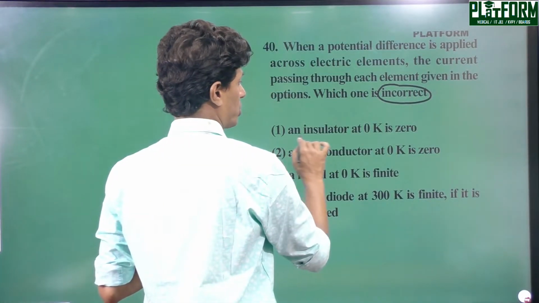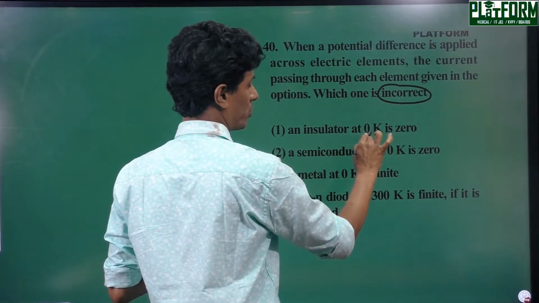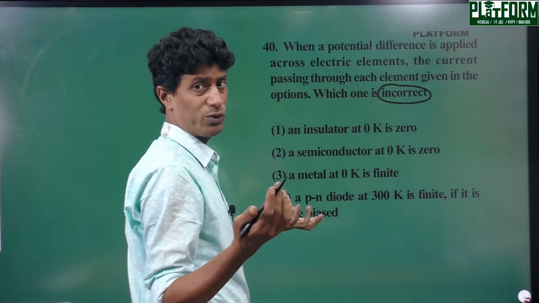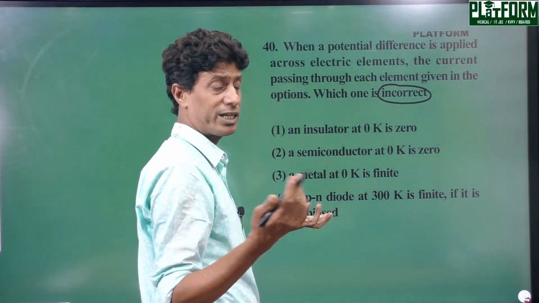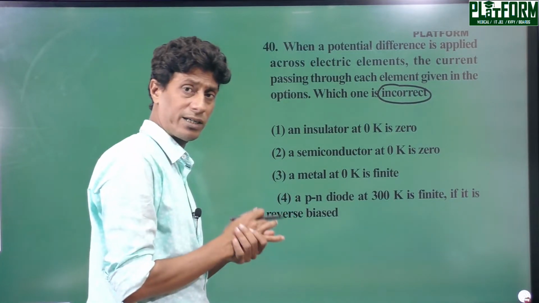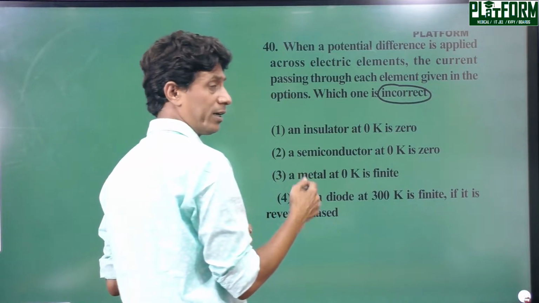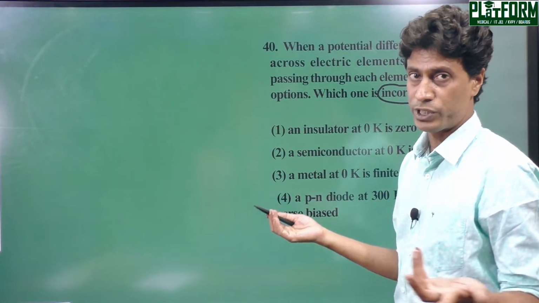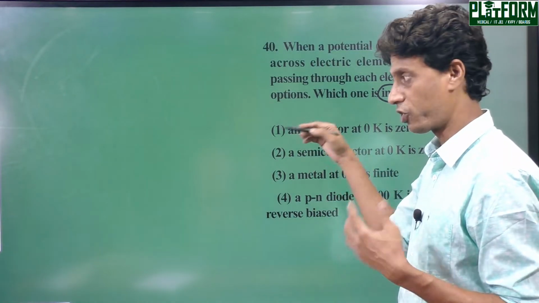Current through an insulator at 0 degree is 0. For an insulator, conductivity is 0 and resistance is infinite. So no current flows through the insulator, whatever the temperature may be. So it is the right statement but the wrong answer.